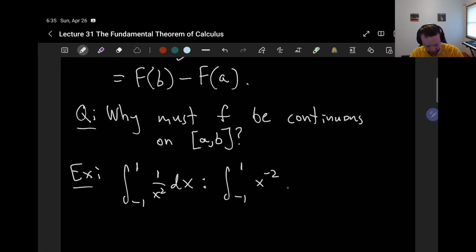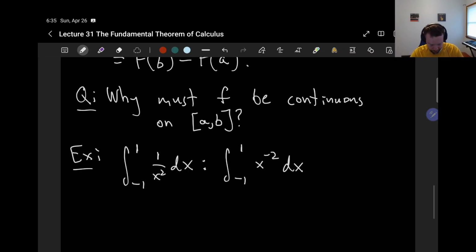Well, let's rewrite as x to the -2, because then I can use the power rule for the antiderivative. Remember, you will add 1 to the exponent. That'll give me -1, and divide by -1. So that'll just throw a negative in front of it. Don't need plus C here.